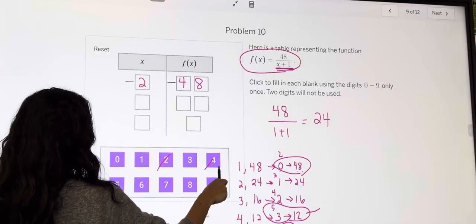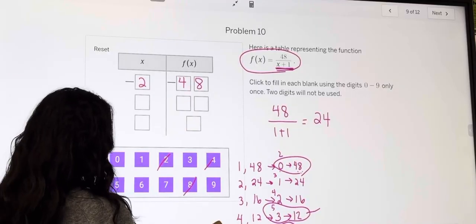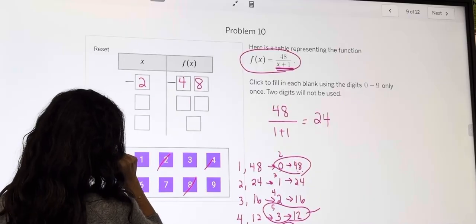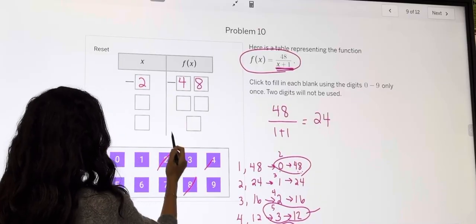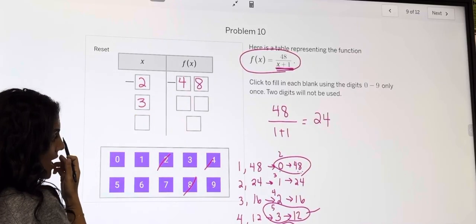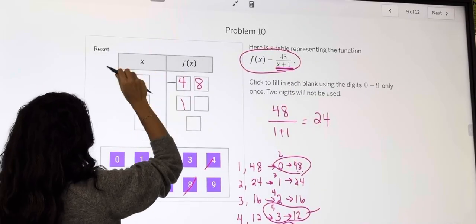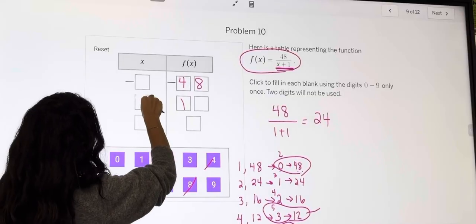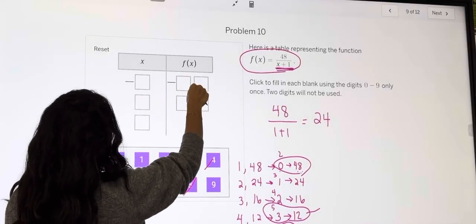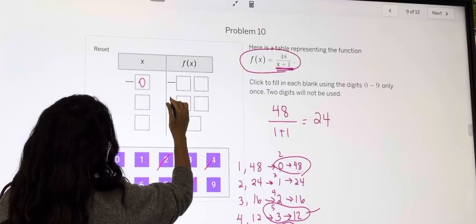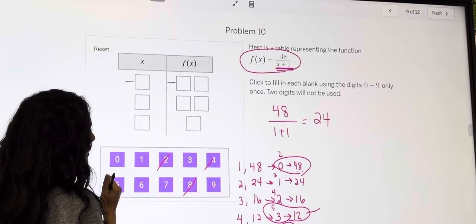Then if I plugged in a 3, I would get 12. No, I used 2. And I can't use 0. Oh no, I was so excited, you guys. I thought we had it. Can you put in -0? No, you can't do that. You have to get a negative number. That doesn't work.